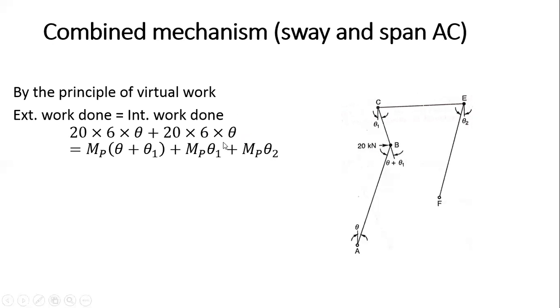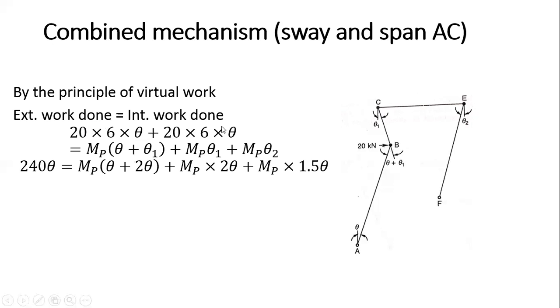So 20 multiplied by 6 theta is equal to, now hinges will be here as well as here as well as here. So this is your MP times theta plus theta 1, plus MP times theta 1 here, plus MP times theta 2 here. So just put the values. This one is 240 theta equal to MP times theta, in place of theta 1 I write 2 theta, in place of theta 1 again 2 theta, theta 2 as 1.5 theta. So just solve it, and we get this value. And finally we get MP equal to 36.9 kilonewton meter.